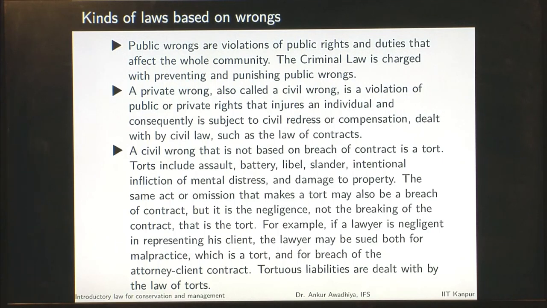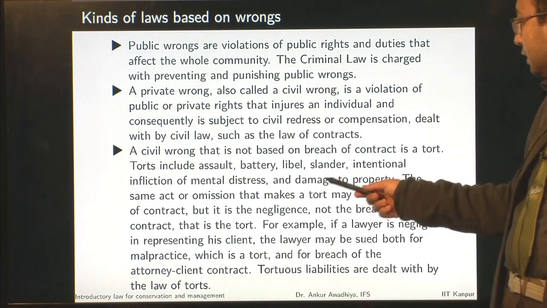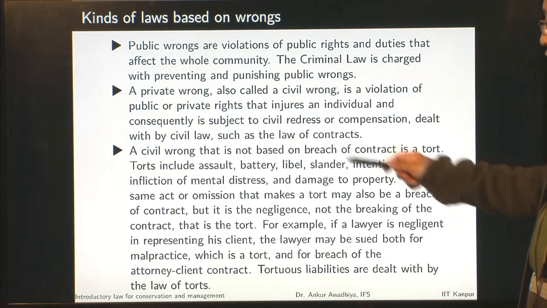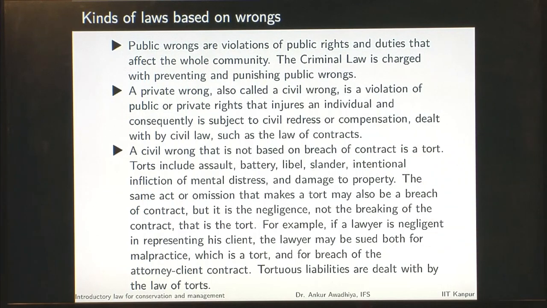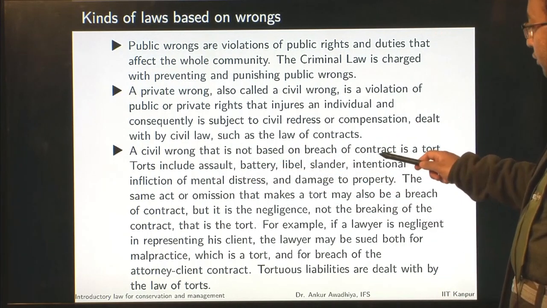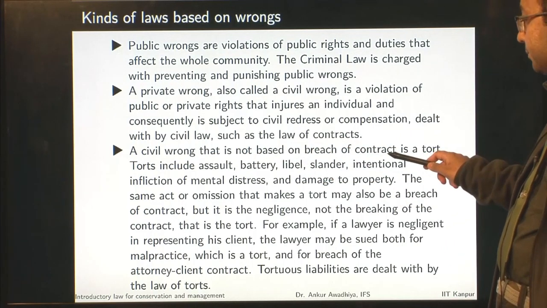Tort basically means twisted. So, you have a twisted liability if you do not perform your duties. So, if you do some things like assault, battery, libel, slander, infliction of mental distress and damage to property, then you will have to pay for these, and that is tort. The same act or omission that makes a tort may also be a breach of contract. So, if there is a civil wrong, then it might include breach of contract, and it might also include components that are not a breach of contract.